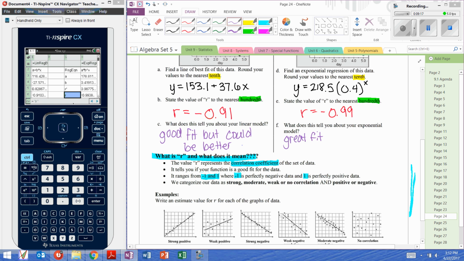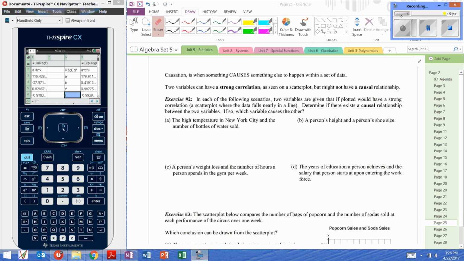We would say it's a pretty strong to moderate negative correlation. I'm just going to abbreviate. And then for part F, what does this fit tell you? It's a great fit. This is a very strong, it's actually almost perfect, negative correlation.